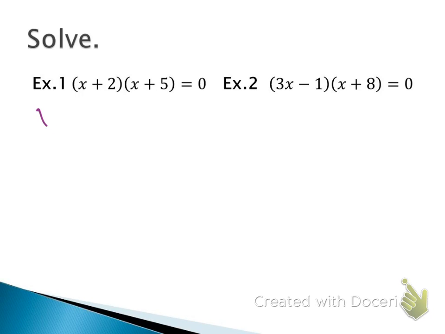So either x plus 2 is going to equal 0, or x plus 5 is going to equal 0. That's how we're going to treat these problems. Once it's factored and set equal to 0, each factor, which usually means each set of parentheses, gets set equal to 0. What do you think we're going to do to both of those equations?